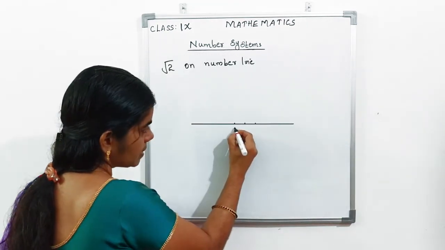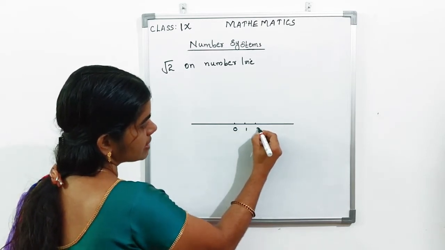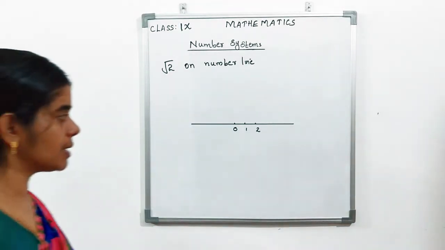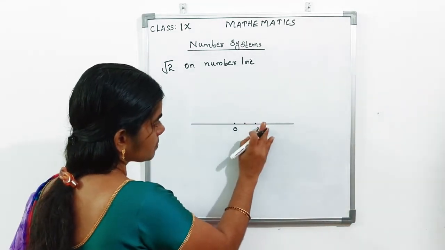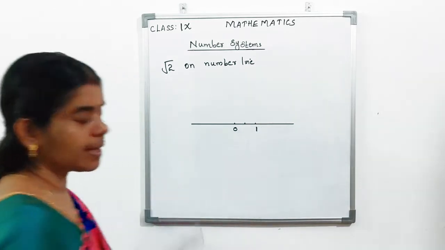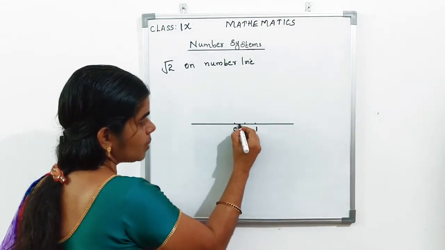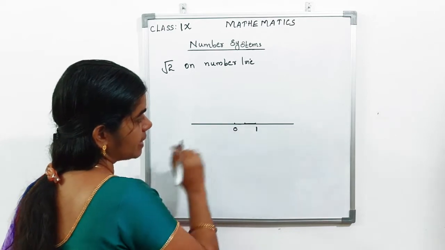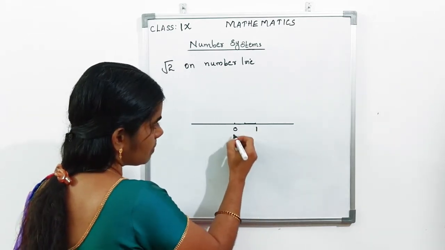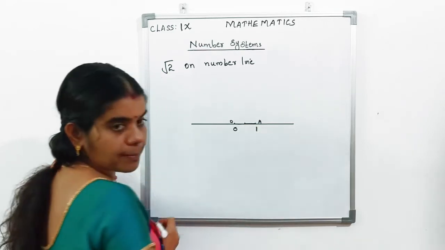Here I am marking 0, then 1, then 2. Like that I already marked 0 and 1. Then here, the distance we have taken, the same distance I am marking as the point O and this will be A.